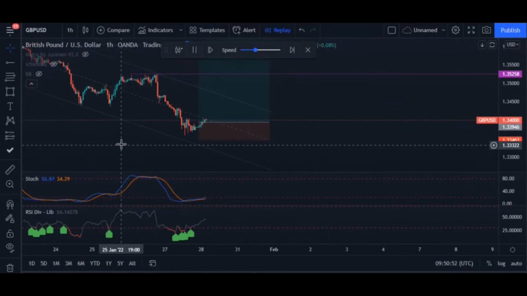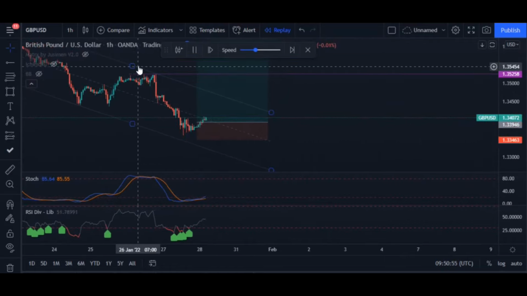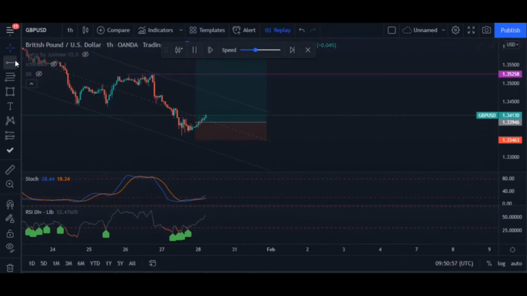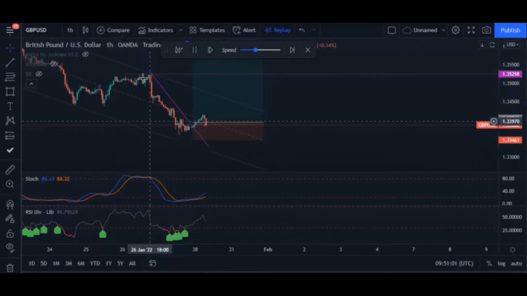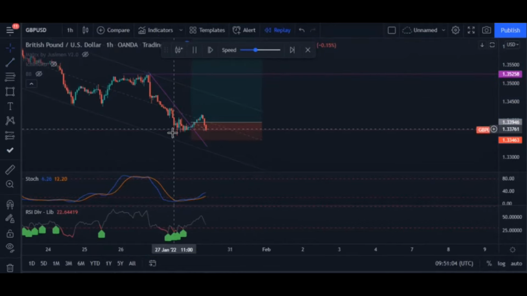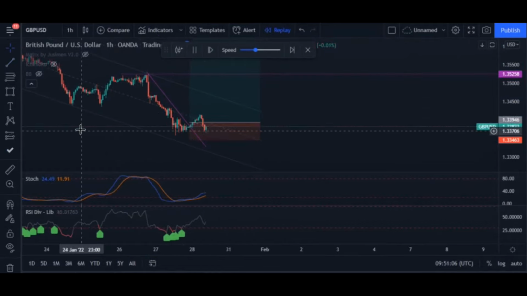Another thing I'll be watching out for is a break of this channel. As you can see, within this trend here, we've obviously broken this trend, which is a good sign. Obviously, it's coming back to retest lows.